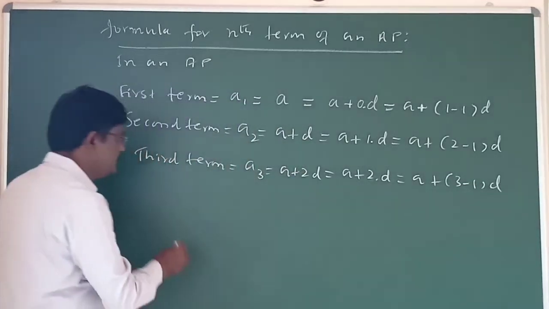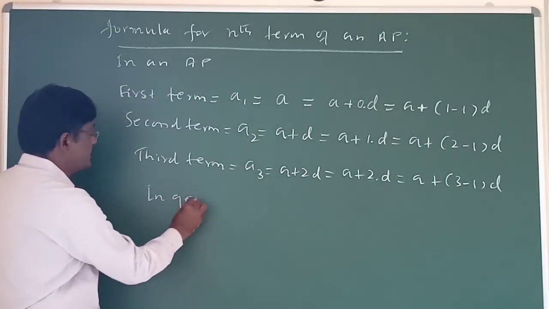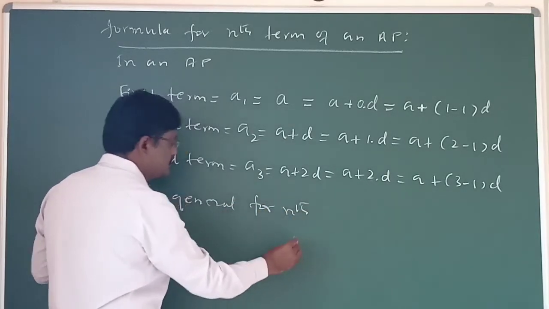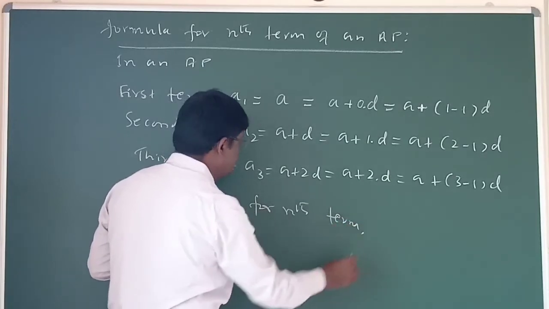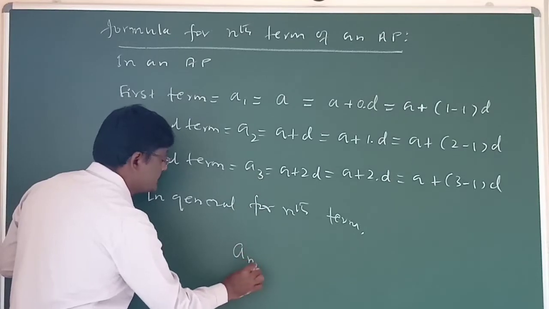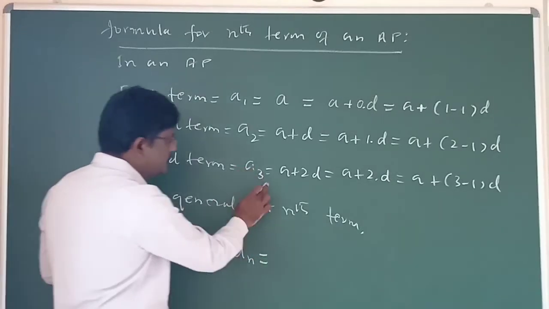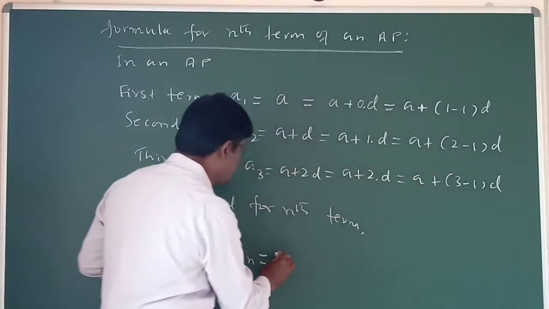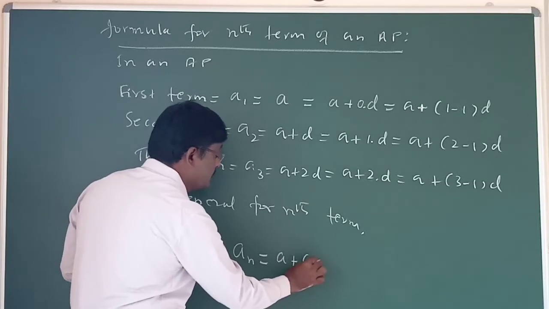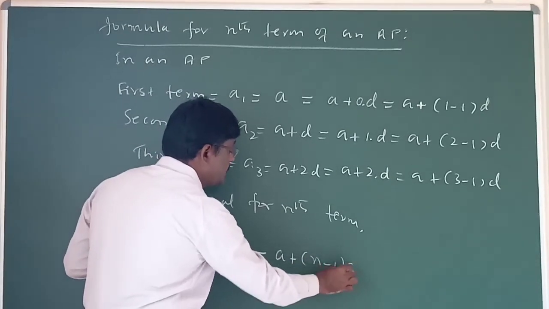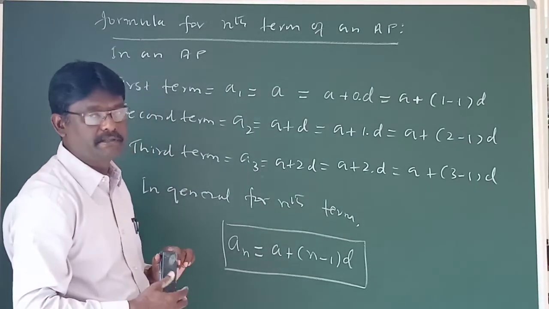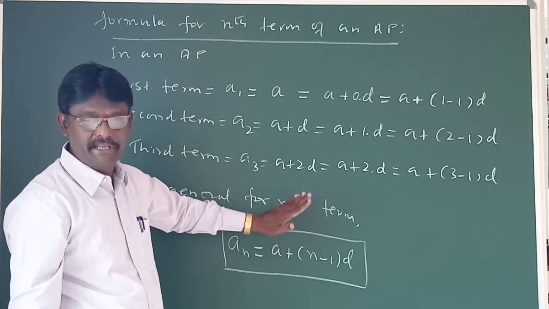Therefore, children, in general, for the nth term: if it is the third, we write A3. If it is the nth term, the notation is An. If it is the third, a plus 3, but here we have what? n. Therefore, we can write n minus 1 into d. This is the general form, or we say the formula for the nth term of an AP.